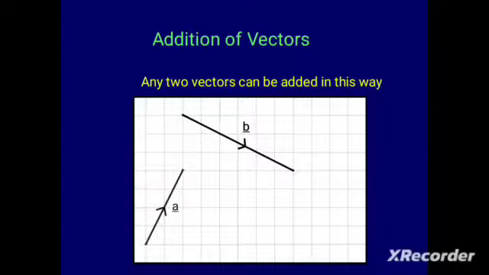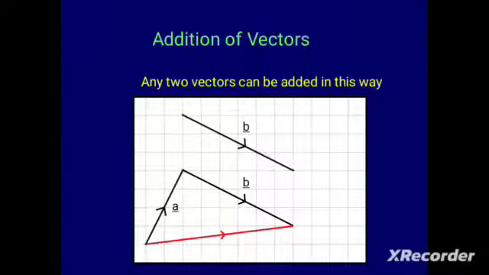Now, let's move to addition of vectors, and any two vectors can be added in this way. We have been given vector A and vector B. We are supposed to add them and find the resultant sum of the vectors. This is what we do. Vector B is joined to vector A, and if you add them, you get vector A plus vector B.